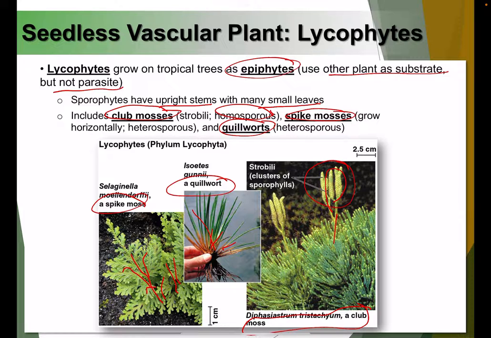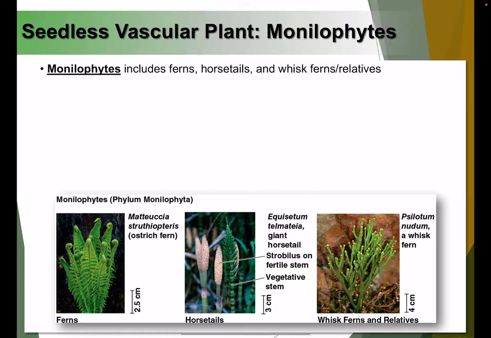And then you have quillworts, which is actually also heterosporous. And then the other phylum of seedless vascular plants is Monilophyta, commonly known as Monilophytes. This particular phylum includes your ferns, horsetails, and whisk ferns, and its relatives. So this is a picture of the fern itself. This is a picture of the horsetail, and this one is the whisk fern.